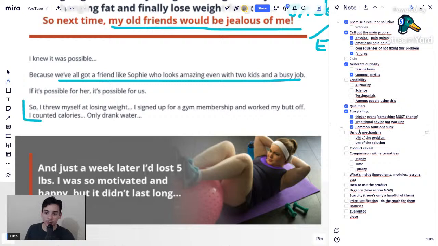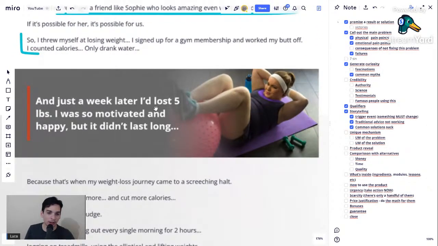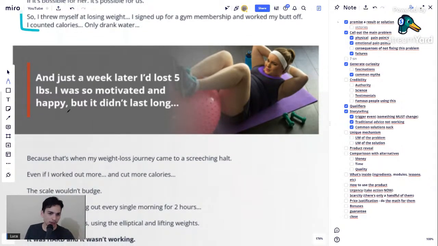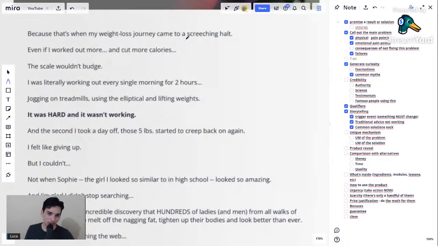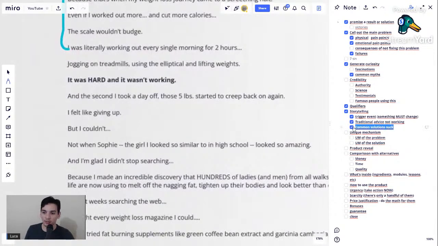So this is the "common solutions suck" section, right? Only drank water, and just a week later I lost 5 pounds. I was so motivated and happy, but it didn't last long, because that's when my weight loss journey came to a screeching halt. Even if I worked out more and cut more calories, the scale wouldn't budge. I was literally working out every single morning for 2 hours, jogging on treadmills, using the elliptical and lifting weights. It was hard and it wasn't working. So again, common solutions suck.